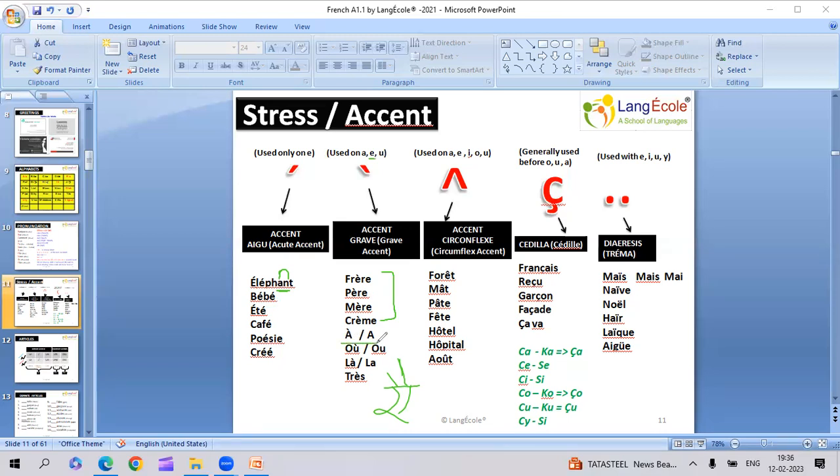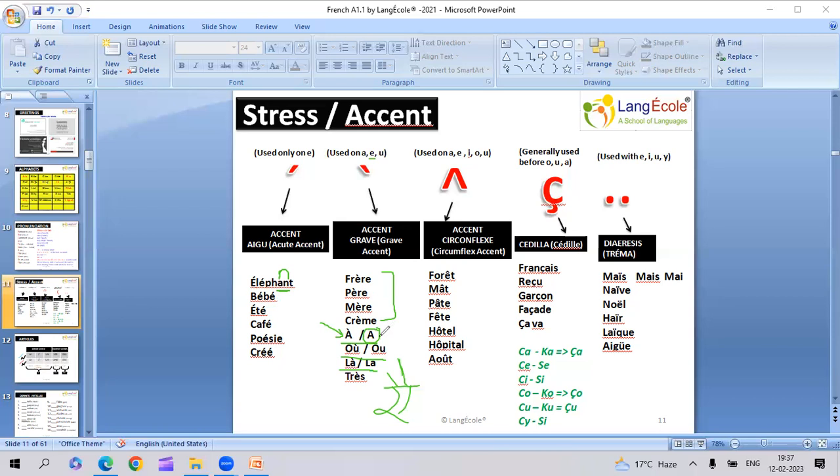Now, as I explained, in these cases both will be pronounced the same: a and à only, ou and où only, la and là only. They are pronounced the same, but why are they putting the accent? Because they have different meanings. A without accent is a conjugated form of the verb avoir, to have, used like in il a. With the accent, à means to or at, and it is a preposition.